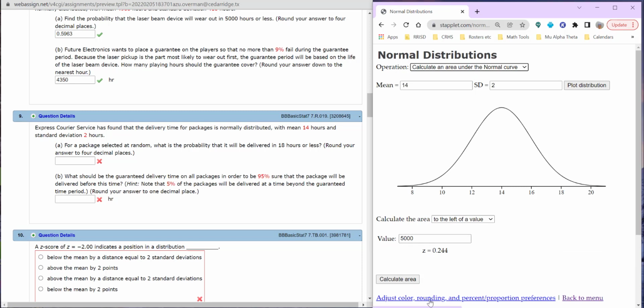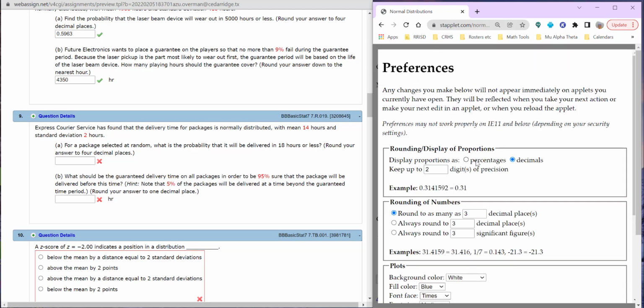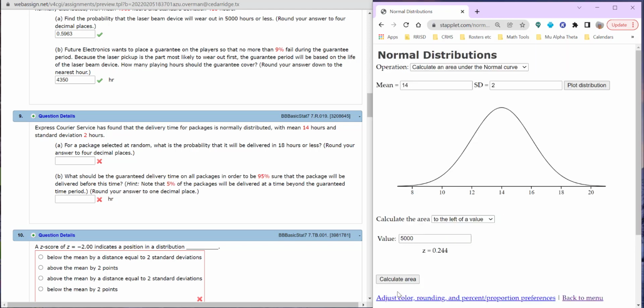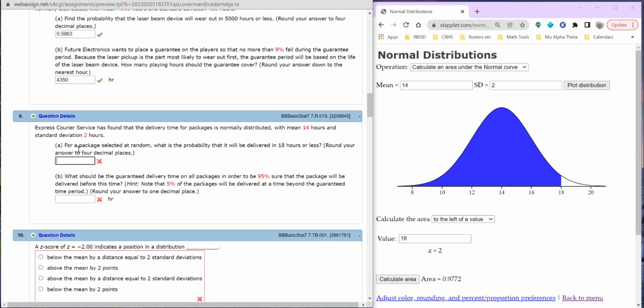You might want to make sure that you set your setting here so that rounding the numbers, I could say 4 right there. So when I do that, you'll see what happens. So I want 18 hours or less. So you might want to make sure your staplet's set at 4 decimal places just to be good. 0.9772. What should be the guaranteed delivery time on all packages in order to be 95% sure the package will be delivered before this time?